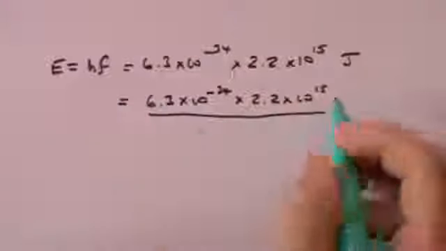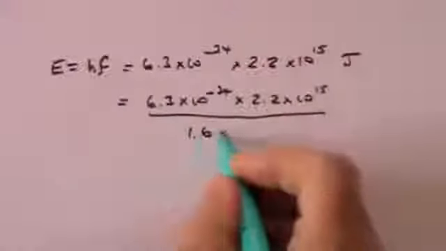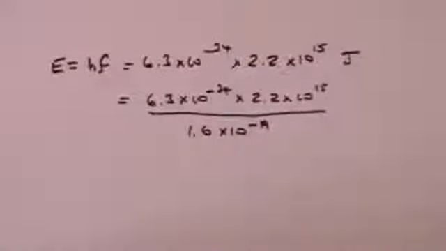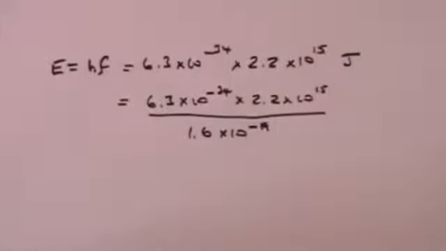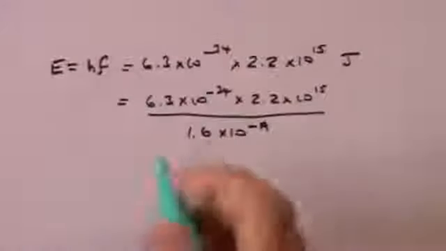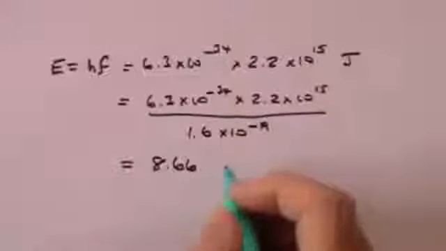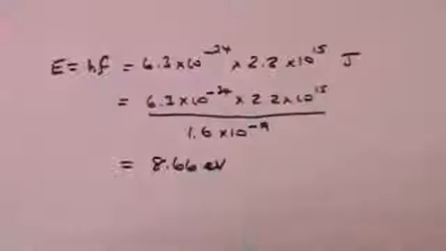If you want it in electron volts, which we will for these purposes, it's going to be the amount in joules divided by 1.6 times 10 to the minus 19. So to convert from electron volts to joules, you multiply by 1.6 times 10 to the minus 19. To convert from joules to electron volts, you divide by 1.6 times 10 to the minus 19. And that, if you do it, I think comes to 8.66 electron volts.